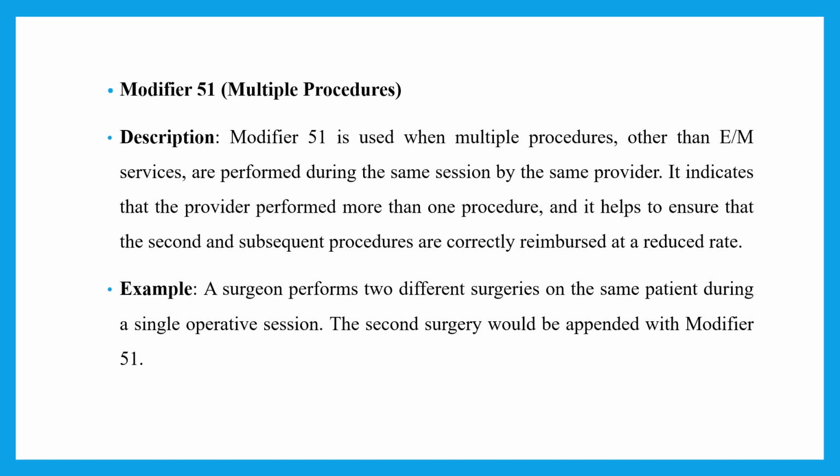It indicates that the provider performed more than one procedure, and it helps to ensure that the second and subsequent procedures are correctly reimbursed at the reduced rate. So make sure that if multiple procedures are done in one session by the same provider, you should use modifier 51. For example, your surgeon performs two different surgeries on the same patient during a single operative session. The second surgery would be appended with modifier 51. Whatever he is doing, one procedure and after that another procedure, mention modifier 51, which indicates multiple procedures were done at the same session.